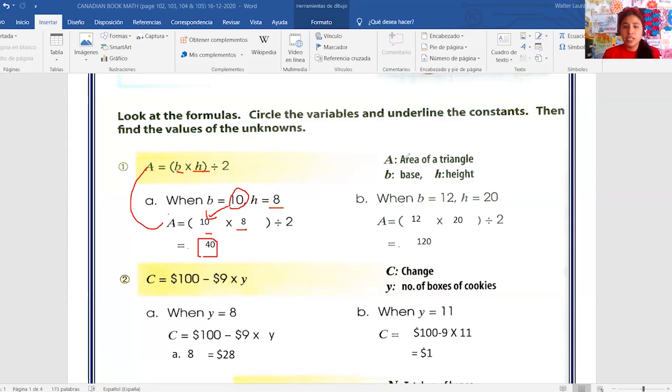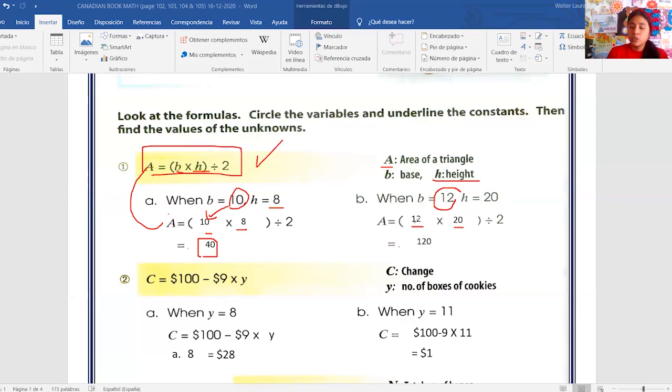Now let's go to the other one. A represents the area of a triangle, B is the base, and H represents the height. In this case, when B is 12, that means the base is 12, and H is 20. So we are again replacing in this formula. A equals, open parentheses, B is 12, times H, H is 20, divided by 2. We are following this formula.